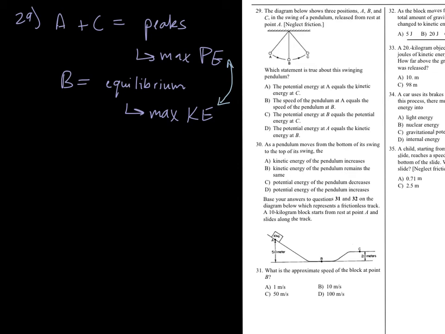So let's look at our statements here. A, potential energy at A equals kinetic energy at C. That is incorrect. B, speed of the pendulum at A equals the speed of the pendulum at B. Incorrect. C, potential energy at B equals potential energy at C. Incorrect as well. D, potential energy at A equals kinetic energy at B. That is correct. Because notice here at the peaks, max potential energy, which then converts all the way to kinetic energy at the bottom. All of that goes from one form to the other. Now number 30.